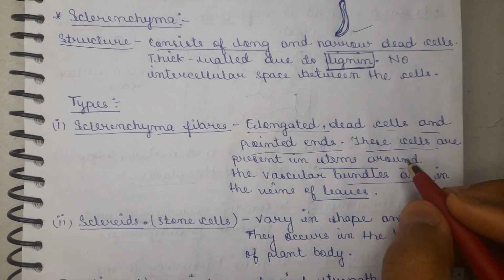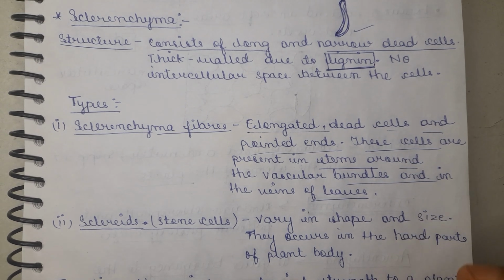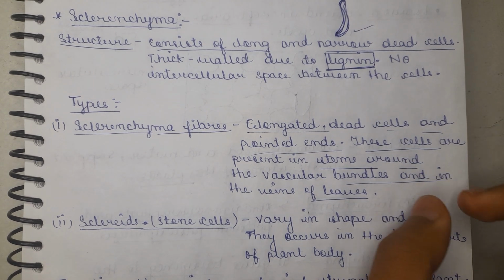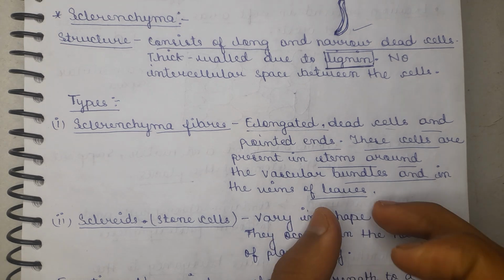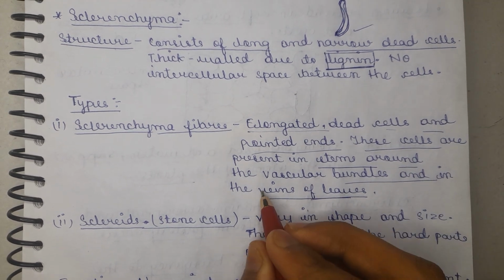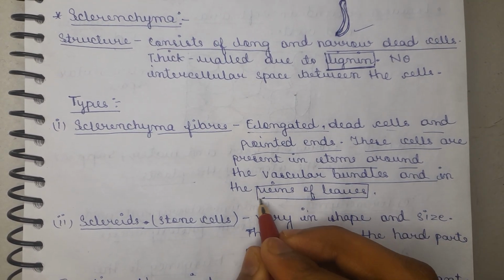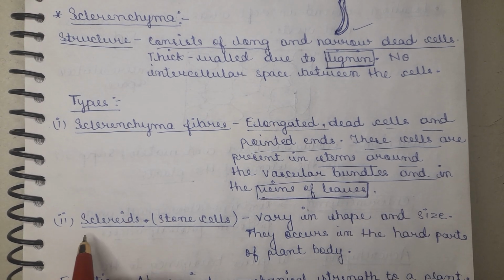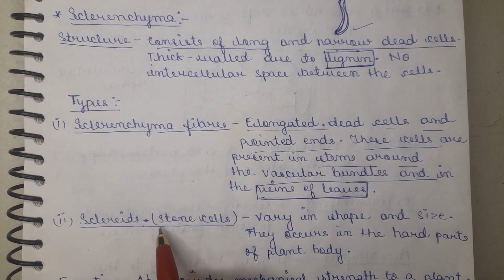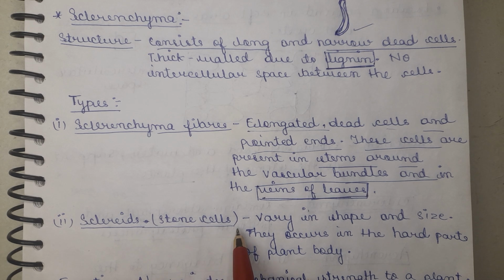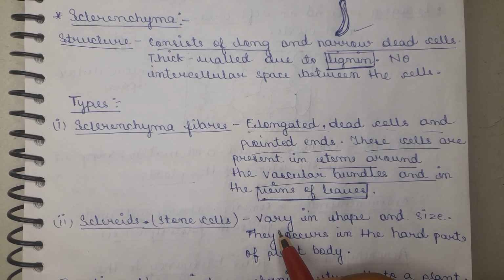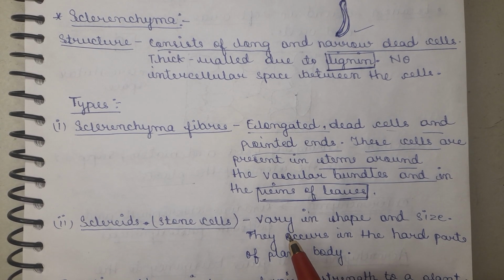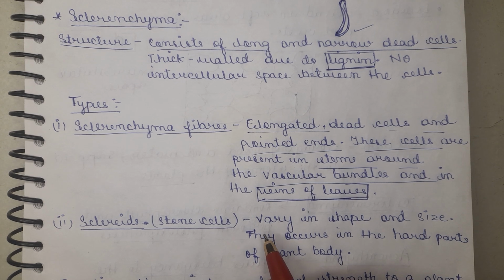These cells are present in the stem region. Basically they are present in the stem around the vascular bundles and in the veins of the leaves. If we talk about the location, these are mainly found in the veins of the leaves. Now the second type is sclereids, which are also known as stone cells. They are basically sclerenchymatous cells.